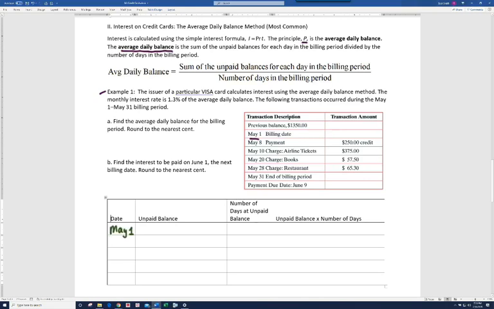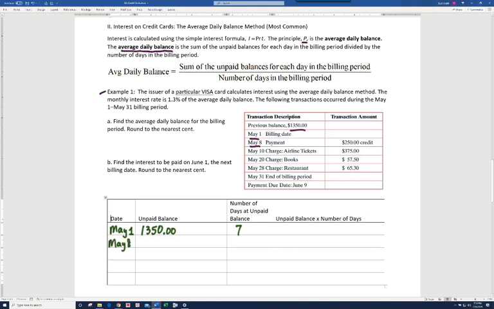The question is, what was the balance from May 1st until our next day of activity, which is May the 8th? Well, our balance was $1,350. That's the balance from the previous month. So the 1st, 2nd, 3rd, 4th, 5th, 6th, and 7th, that's 7 days, our balance was $1,350. So let's go ahead and put a 7 in here. Now notice 8 minus 1 gives you 7, so we may have an easier way to do that other than just counting them off.